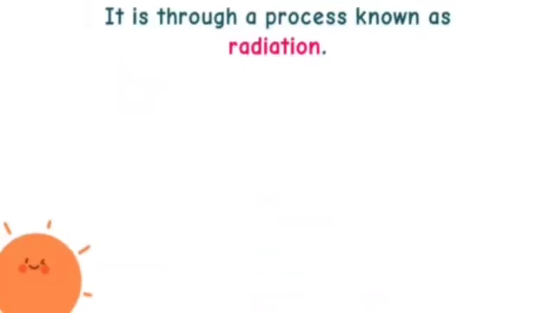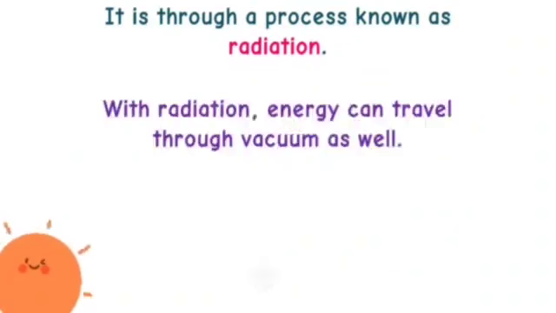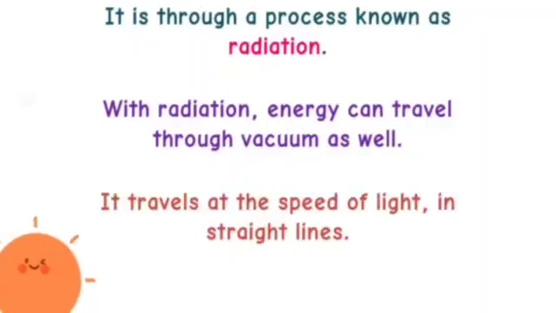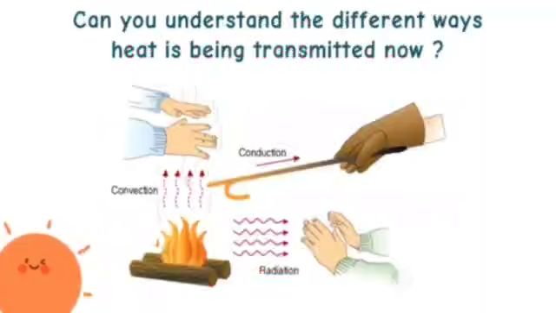It is through a process known as radiation. With radiation, energy can travel through a vacuum as well. It travels at the speed of light in a straight line. Can you understand the different ways heat is being transmitted now?